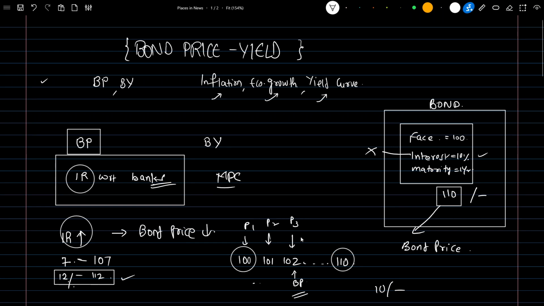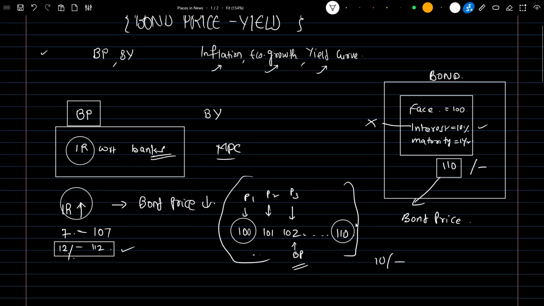This trading happens only when there is a demand for the bond. So bond demand is there when the bond is providing a good interest rate. Whenever the bond is providing a good interest rate, the bond demand will be more. So here, see.